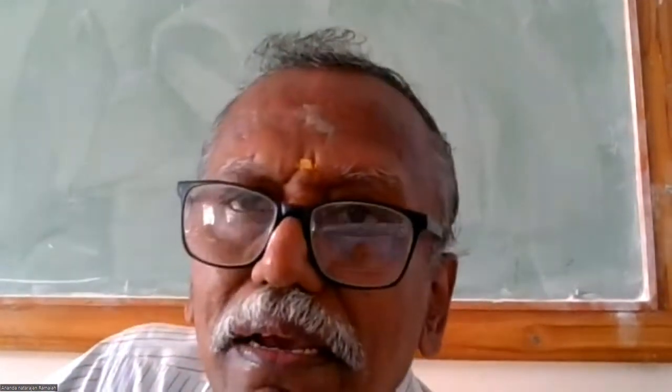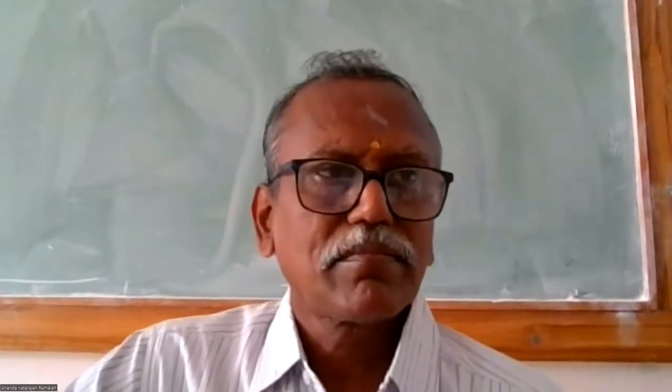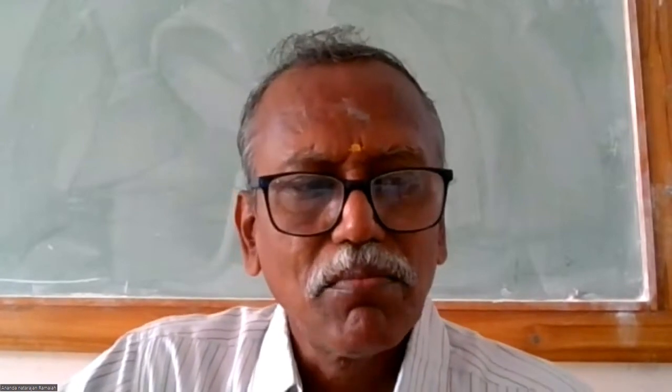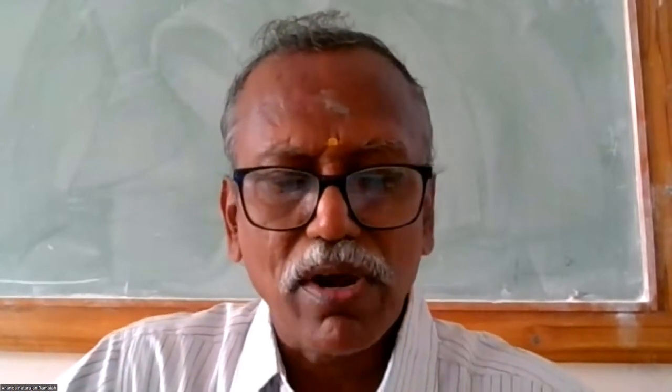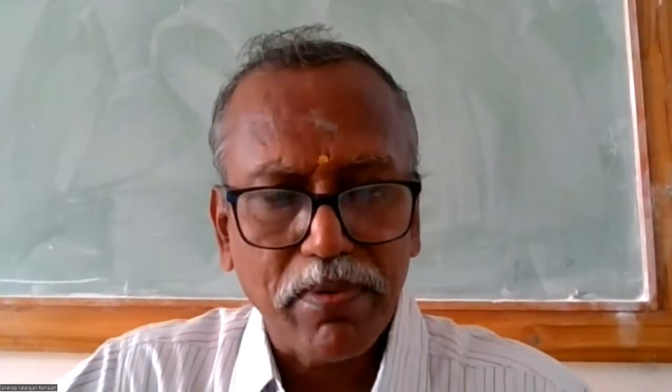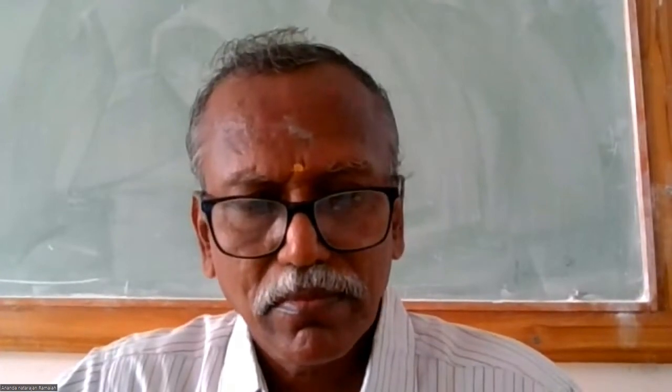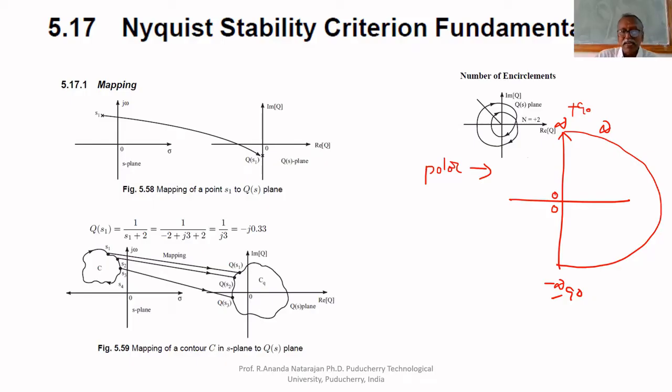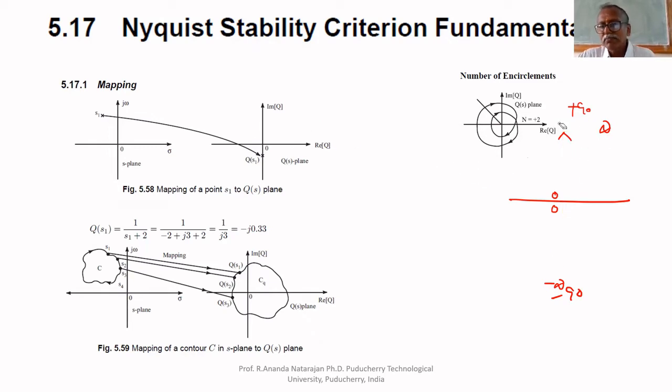So far we have seen Bode plot and gain margin, phase margin. And then we have seen how to adjust K by using Bode plot. Now we are going to see polar plot and Nyquist plot. To understand Nyquist stability criterion, first of all, we must know what is mapping. What is mapping?